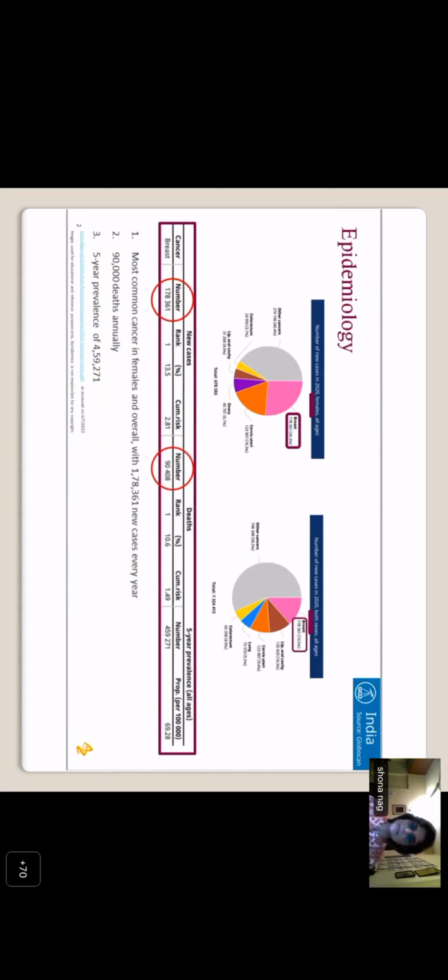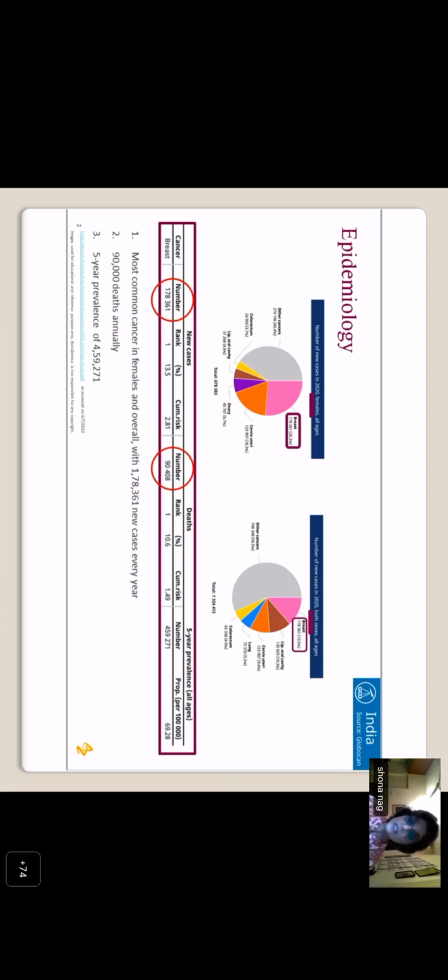So if you look at the epidemiology, and this data is from GLOBOCAN, which is a subsidiary of the WHO and the IARC, you can see that in 2020, there were almost 1.8 lakh new breast cancer cases. So this is the most common cancer, not only amongst females of all ages, but also among both sexes. It makes up about 26% of all women's cancers.